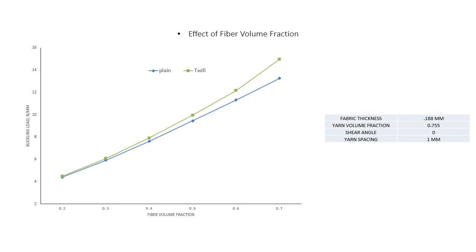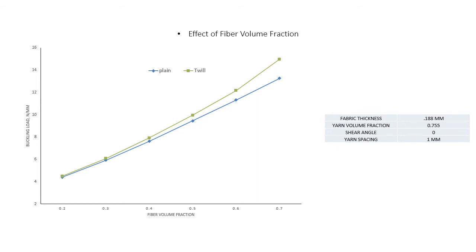The first result is the effect of fiber volume fraction. As we can see, as the fiber volume fraction increases for both plain and twill weave cases, the buckling load increases significantly, in some cases up to 35%. Another interesting thing is that while the fiber volume fraction is increasing, the difference of buckling loads between plain and twill weave is also increasing significantly.